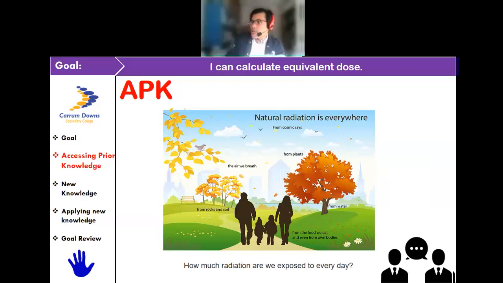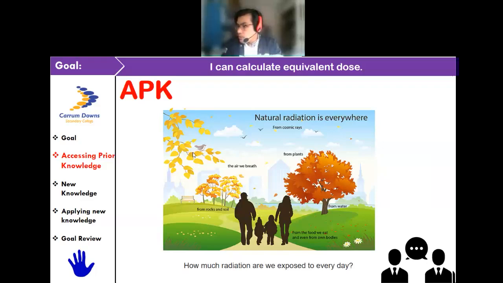You may see from the picture that we've got radiation everywhere in our daily lives, right? Just being outside, you're going to get cosmic rays. We also get radiation from the food that we eat, the water that we drink, and the rocks and the soil around us as well.